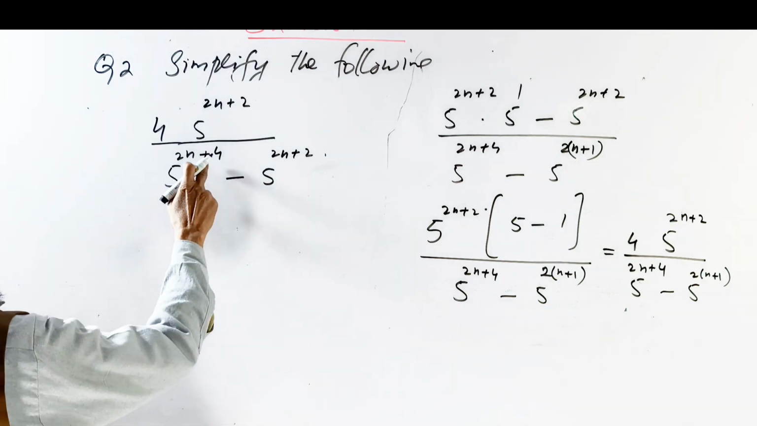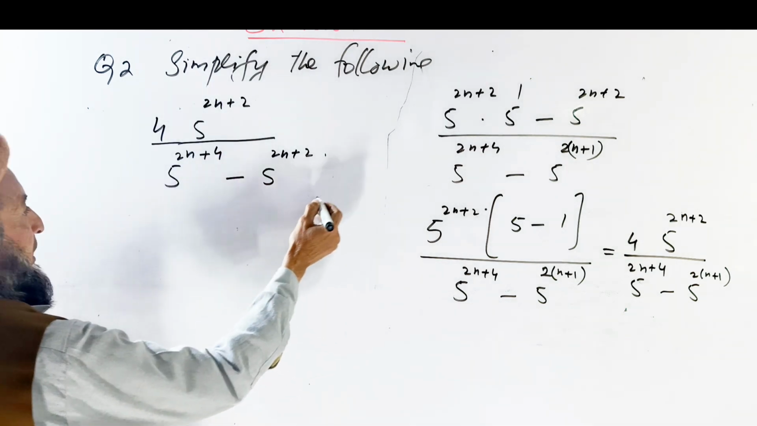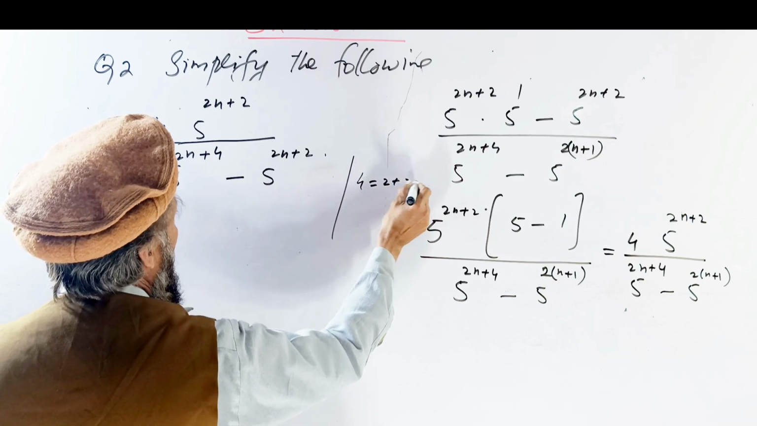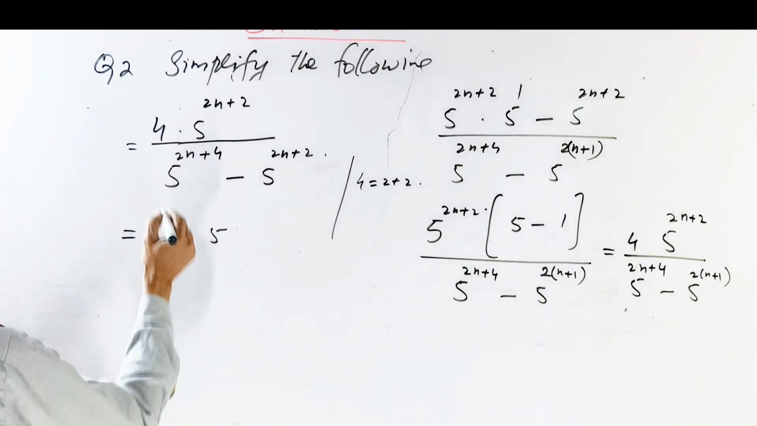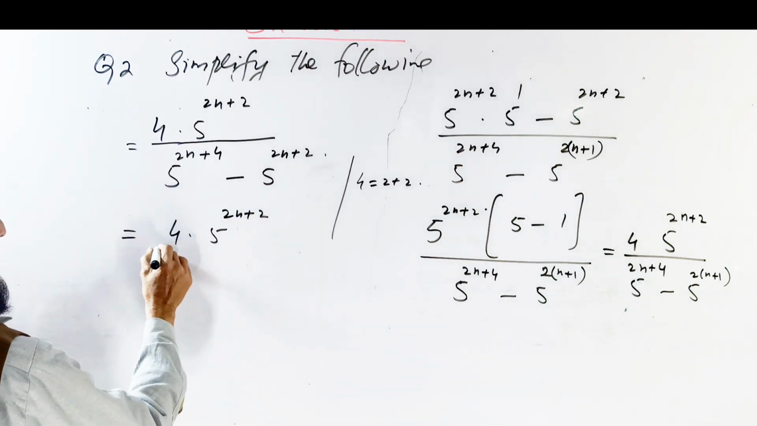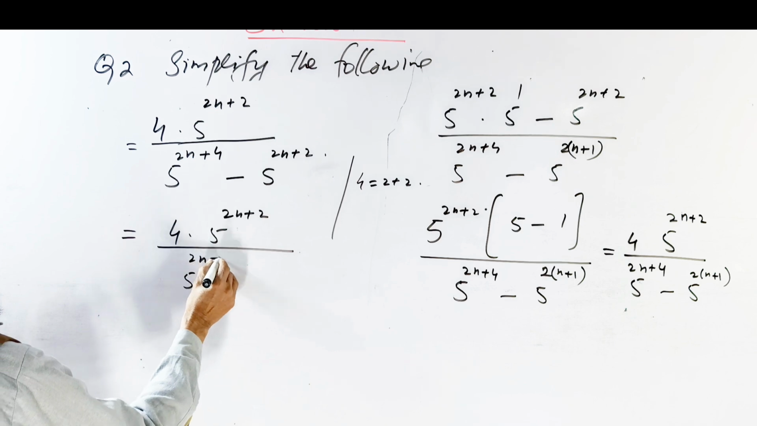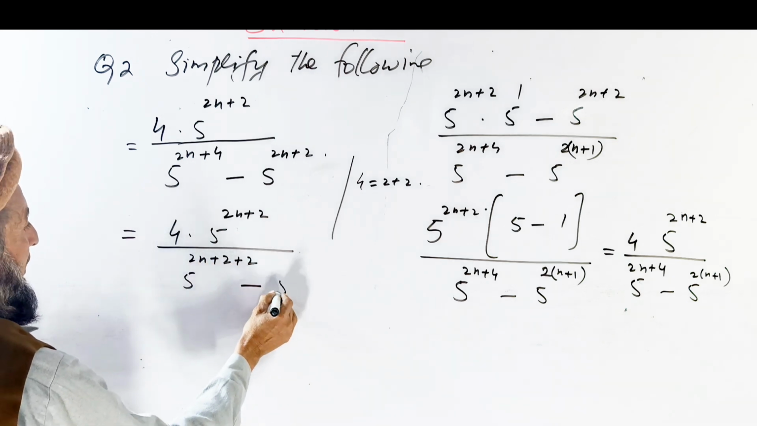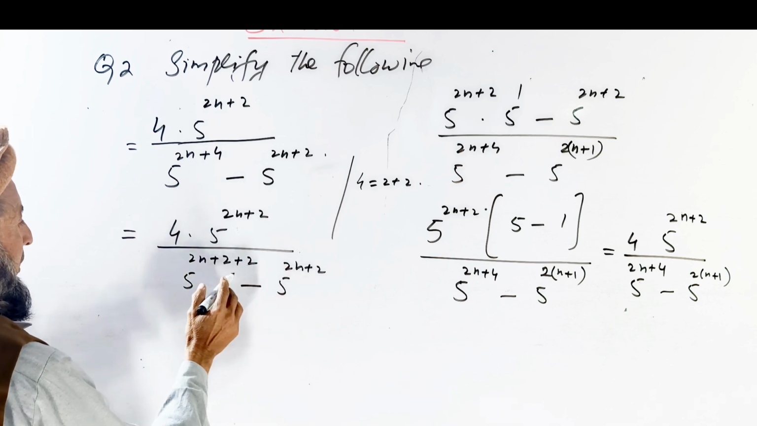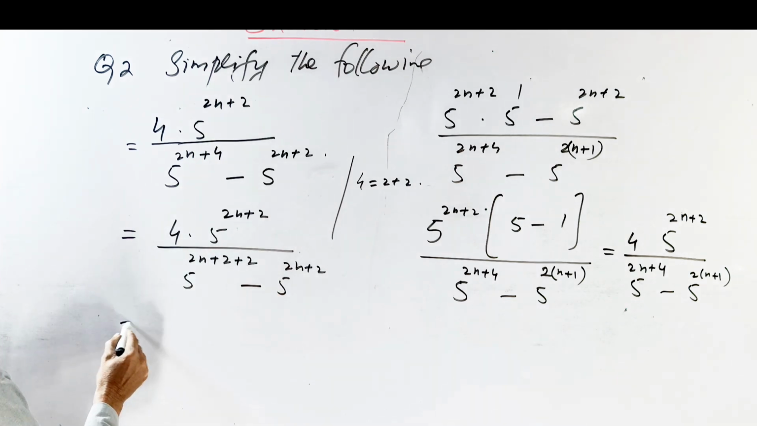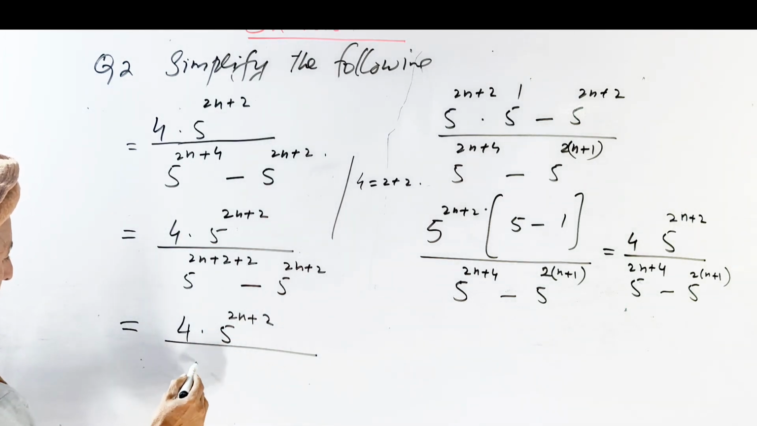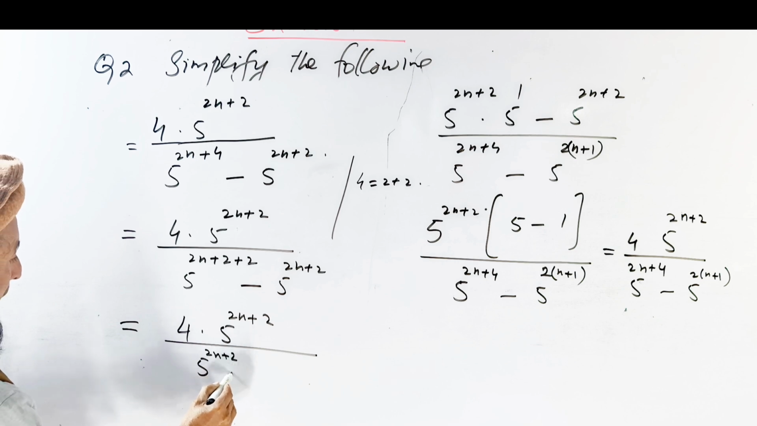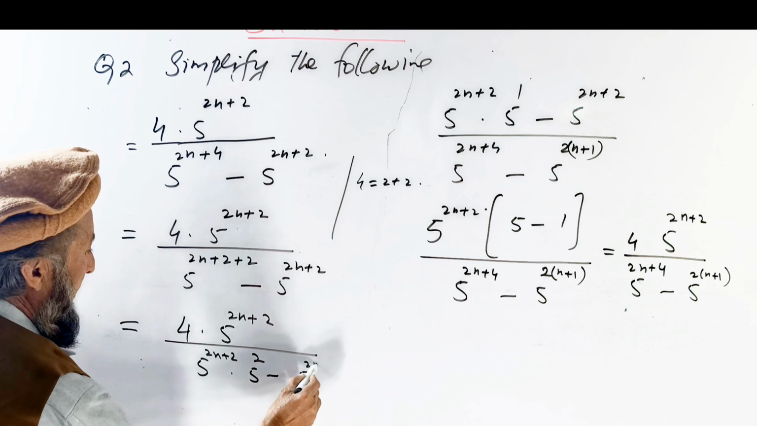Now it means that where this term is, we can write plus 4, 2 plus 2. And the exponent, we simplify this term further. So 5 into 5^(2n+2) divided by 5^(2n+2+2) minus 5^(2n+2). Now look here, we can write these terms, further we can do one step. This is our same, so we have the power minus 5^(2n+2).